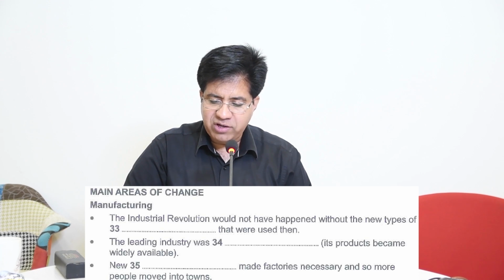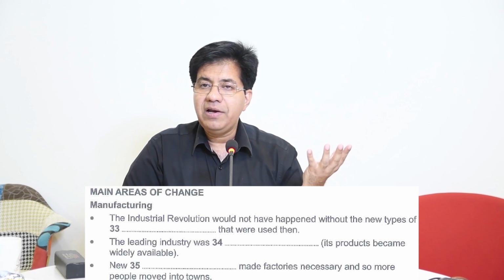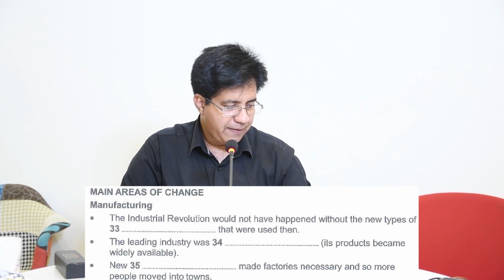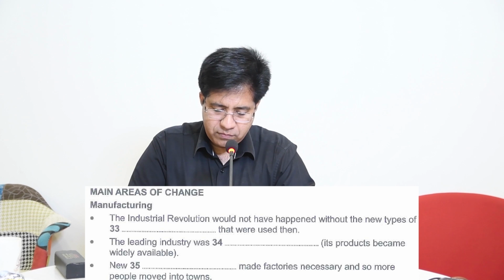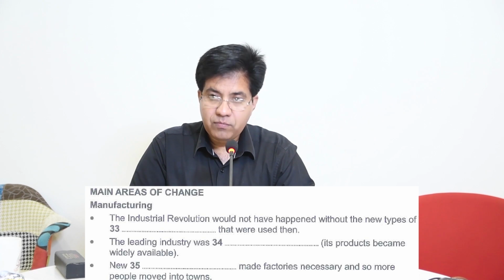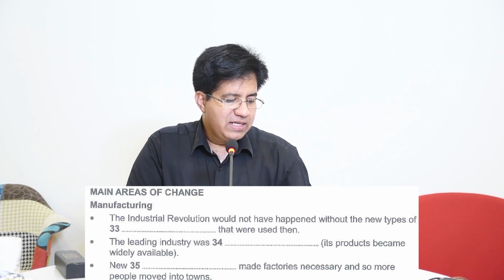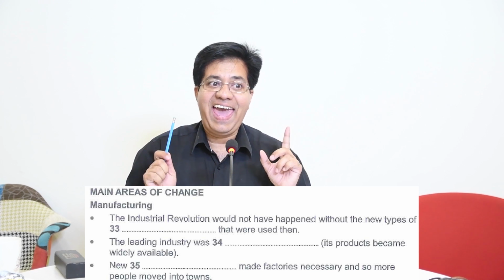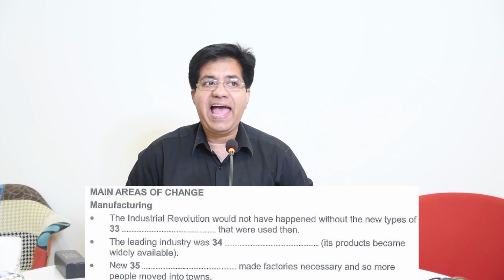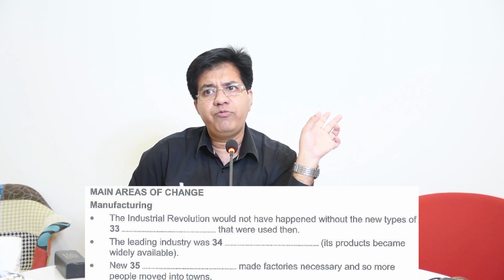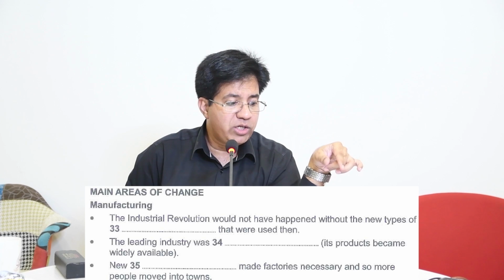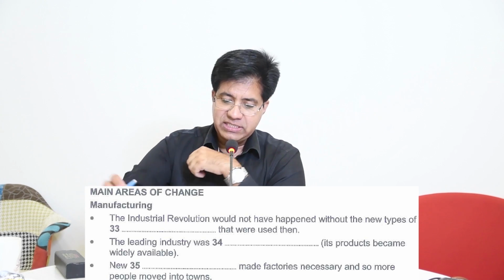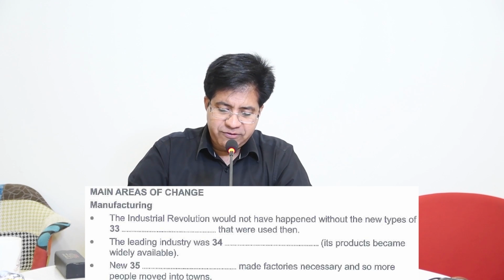Question number 34. Leading industry was dash. In Britain, leading industry. Leading industry means number one industry. Right? Let's see. The most advanced industry for much of the 19th century was textiles. This meant that fashionable Textiles. T-E-X-T-I-L-E. Singular or plural, both ways are right: textile. In the audio, they use textiles, but you may write singular or plural.